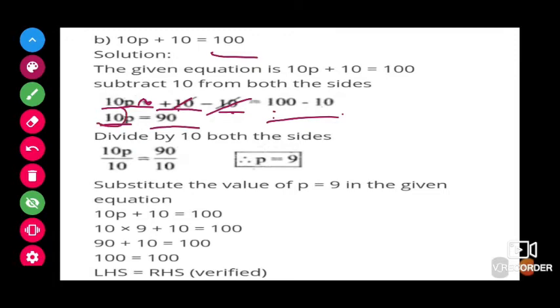Now 10p is nothing but 10 into p. So if I want to remove multiplication by 10, I have to divide by 10. So 10p by 10 equals 90 by 10. This side, the 10s get cancelled. This side, 10 ones are 10, 10 nines are 90. p equals 9. That's it.